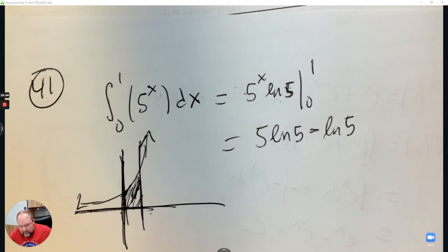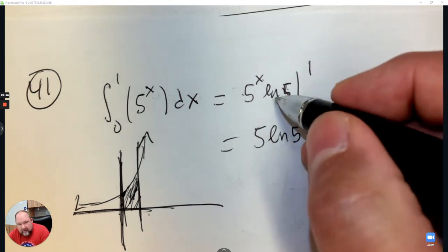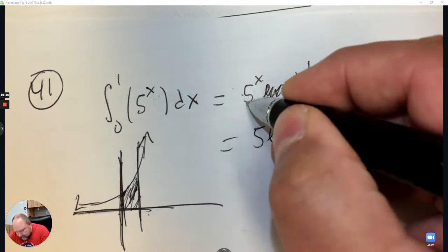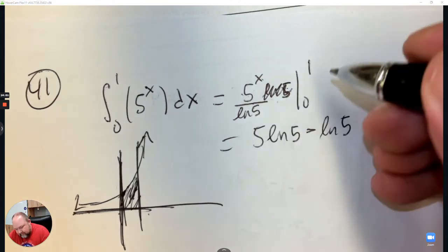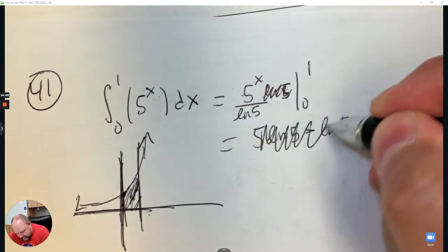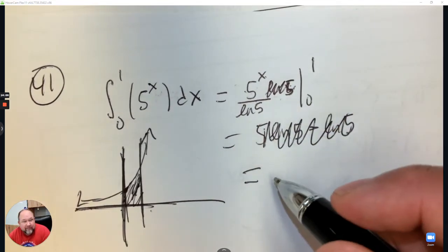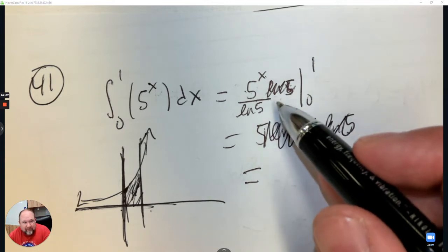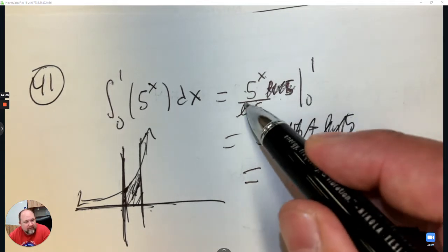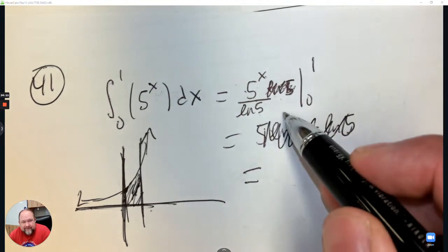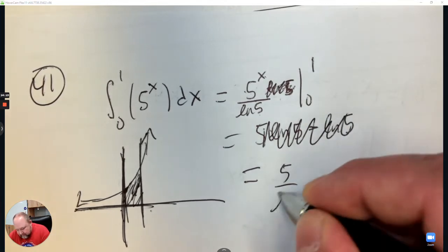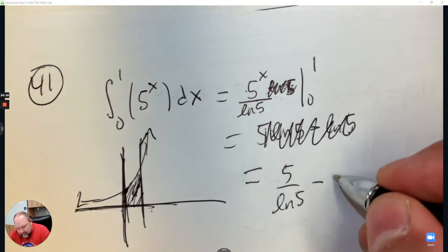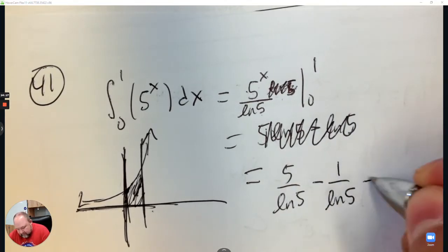Oh, wait a second. What did I do wrong? Sorry. When you integrate, you don't times. When you integrate, you divide by ln 5. It's not the mistake part, right? It's like, oh, I made a mistake. How can I learn from it part, right? So I divide by ln 5 when you integrate. Now plug in 1. Now plug in 0. And you have your answer.